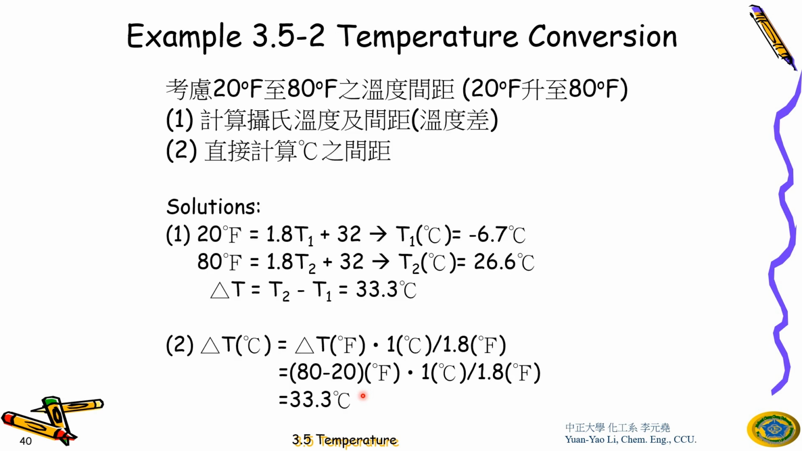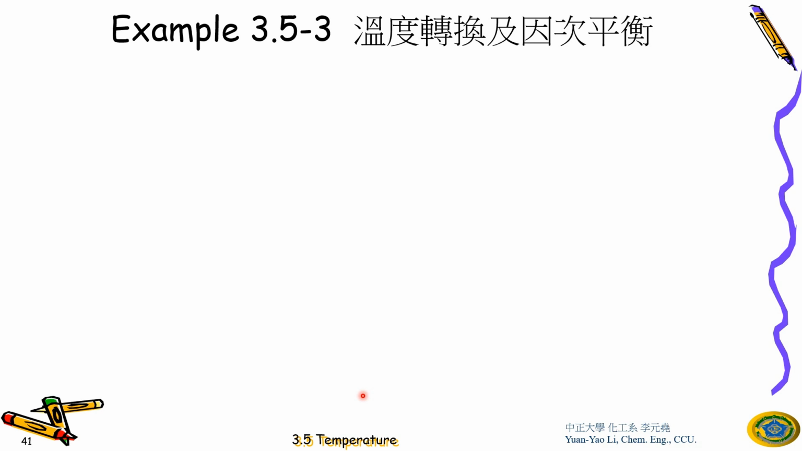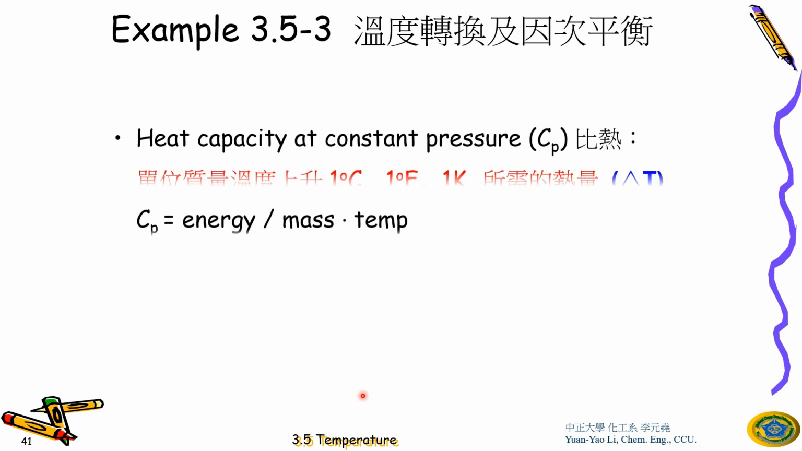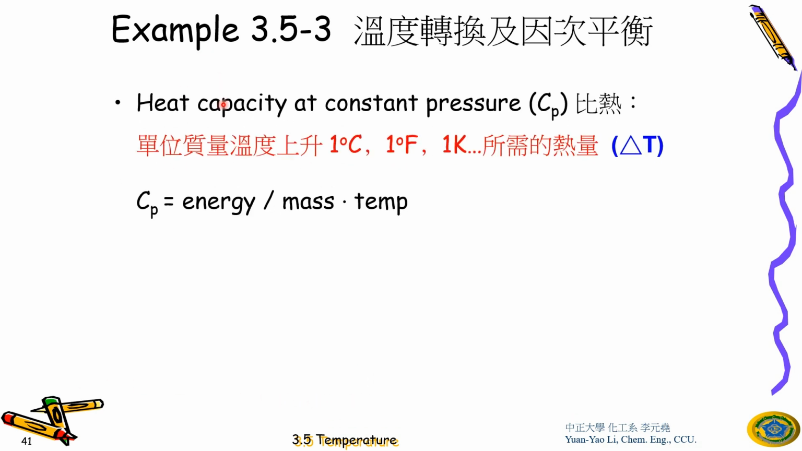So this is the exercise. Please do this by yourself. And then this example, I want to show you. This is the heat capacity at a constant pressure. We use C sub P. C sub P is the energy you need for an object when its temperature increases 1 degree. P is constant pressure. We have a Cv, where V is constant volume, but you don't need to worry about this at this moment.